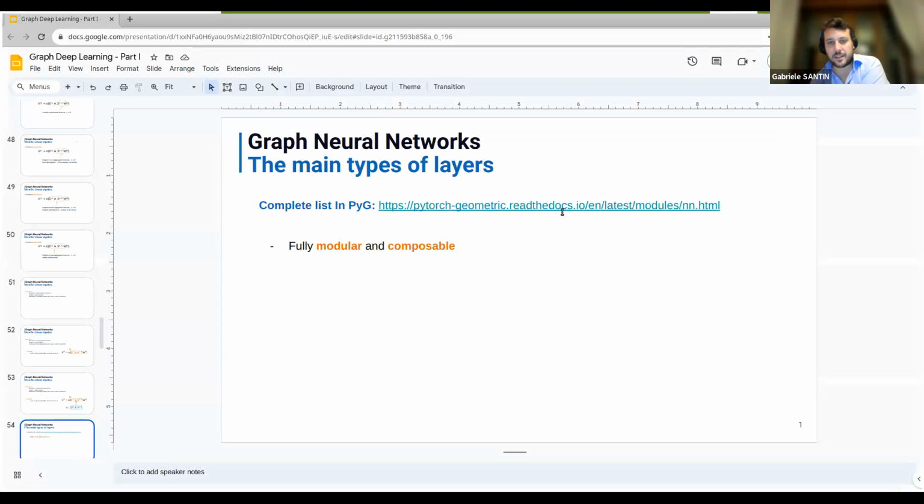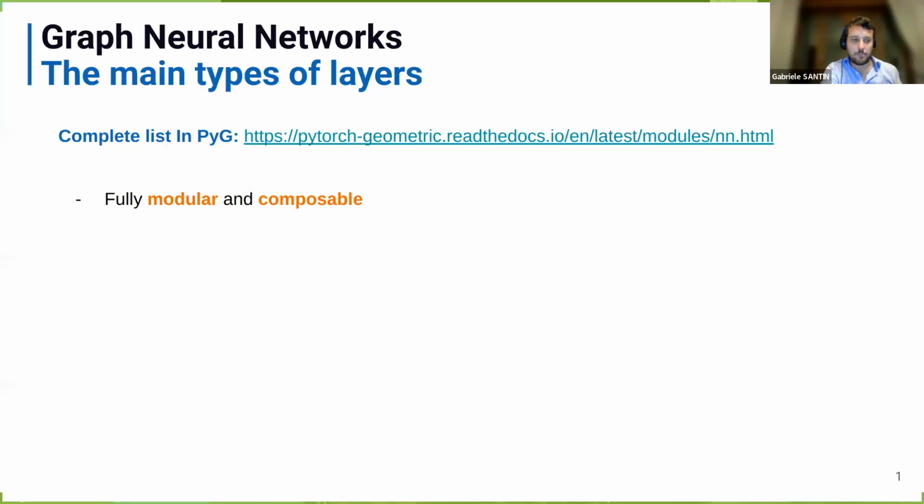Okay, and the nice thing about the way that these are implemented in the library is that they are defined as layers, exactly the way that this is defined in PyTorch. So these are fully modular and composable. You can take any one of these layers and stack them to obtain a deep architecture, just by stacking different layers one on the other.